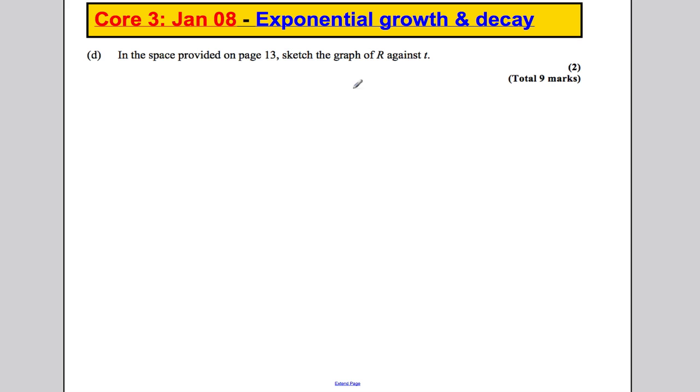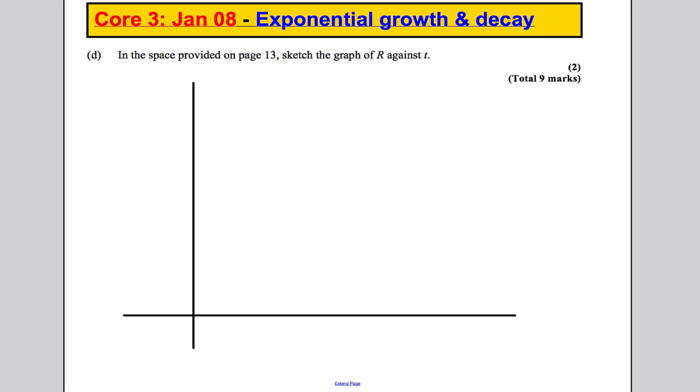Okay, part D, on the space provided, draw the graph of R against T. Well, there's no space provided, but R against T. So R obviously goes along this axis, how many atoms, and T is time. We know that it started at 1,000 atoms.